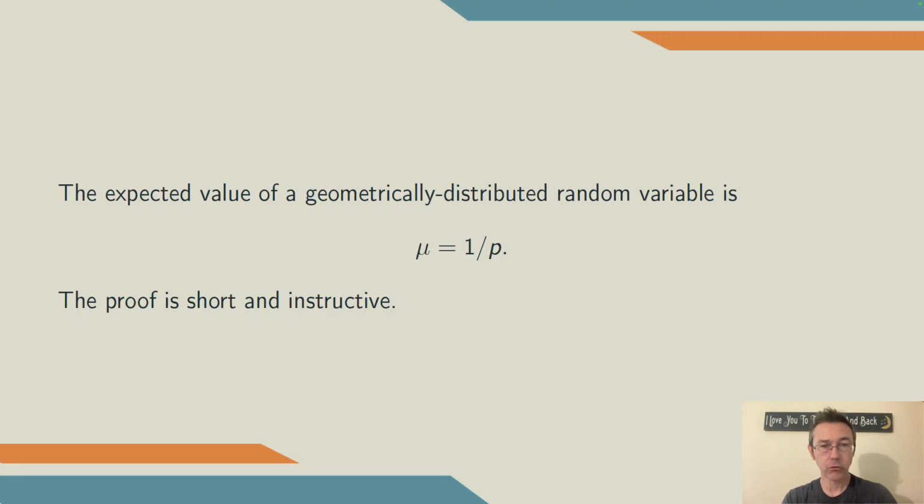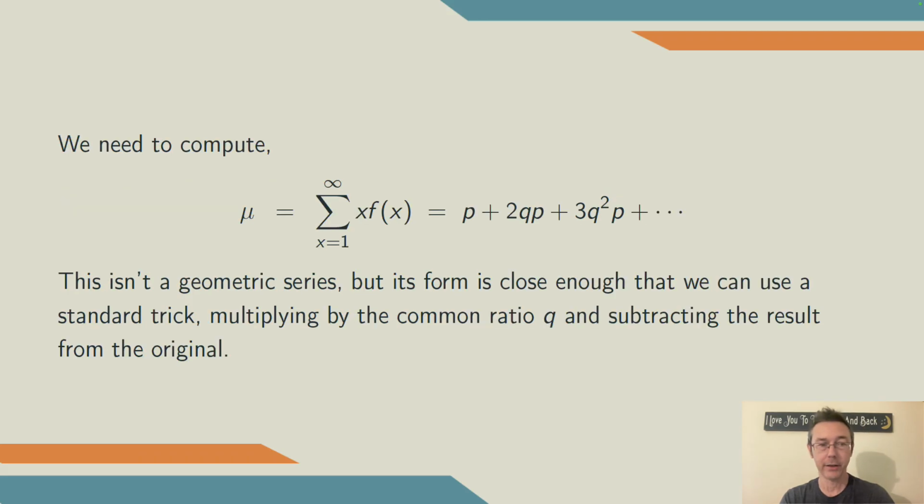And the proof is really short and I think instructive, so I'm just going to flash it at you. I won't dwell on it long. We're trying to compute the sum over the support of x times f(x), which is p plus 2qp plus 3q squared p, etc. And while this isn't exactly a geometric series because of the 2, 3, etc., it is close enough so that we can use the standard trick, multiplying by a common ratio and subtracting the result from the original.